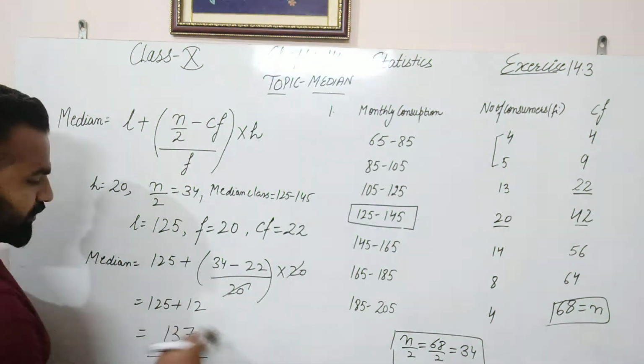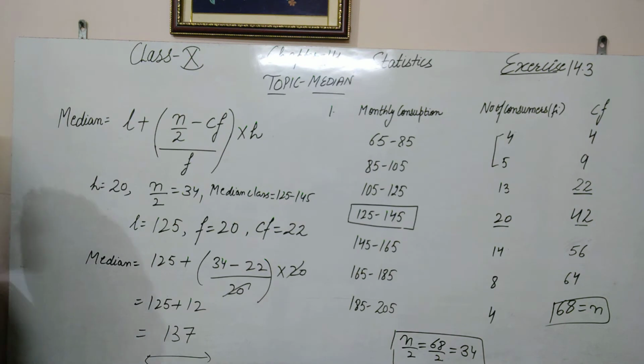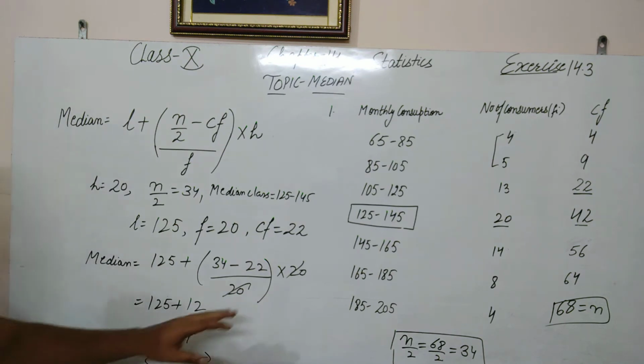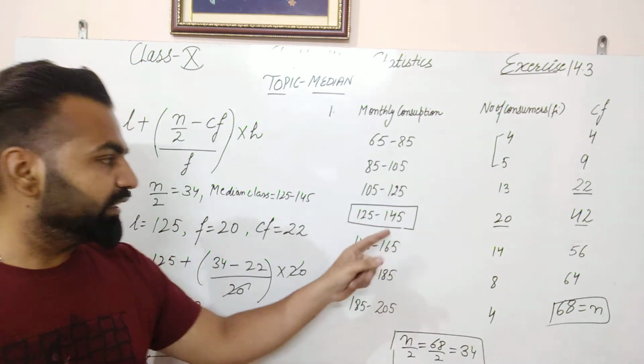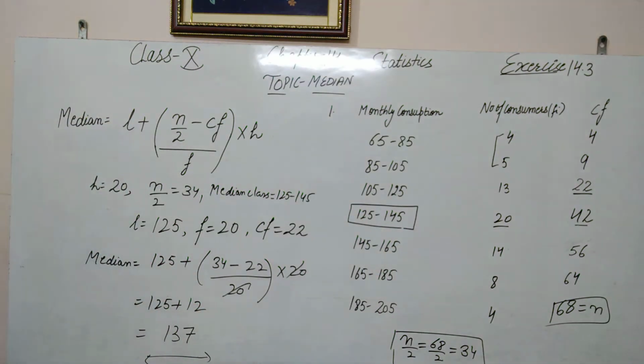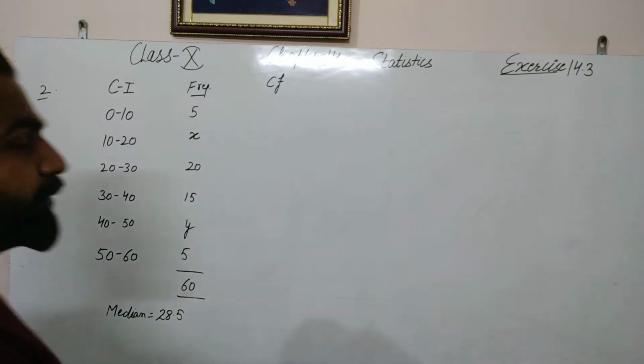So this is right. The answer is 137, and we can see that our median lies in the median class, that is 125 to 145. So this was question number 1. Now see question number 2.